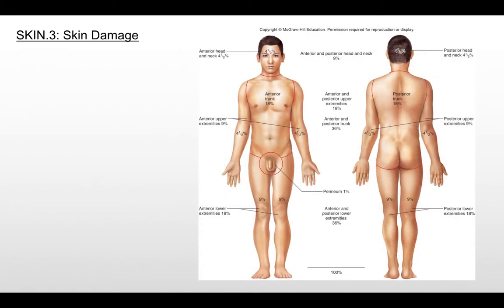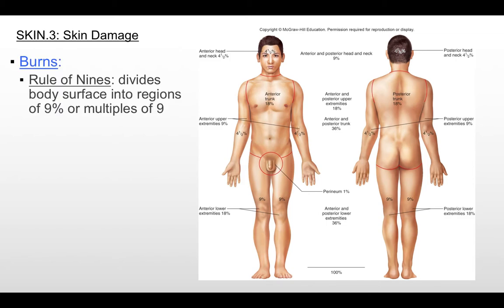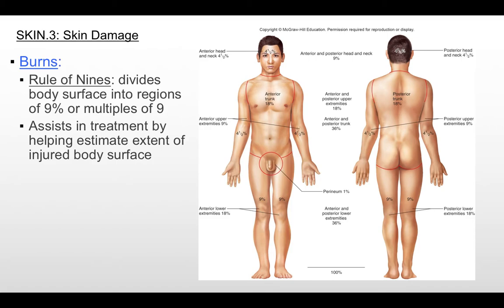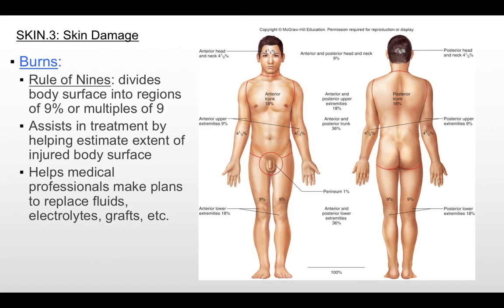If you are someone who is considering working in a hospital and you enter a burn unit, you will learn about the rule of nines. The rule of nines divides a human body into regions of 9% or multiples of 9 so that we can more quickly estimate how bad a burn is. This helps medical professionals decide, hey, do we need to give this person an IV? Do they need skin grafts? What is the best course of action?